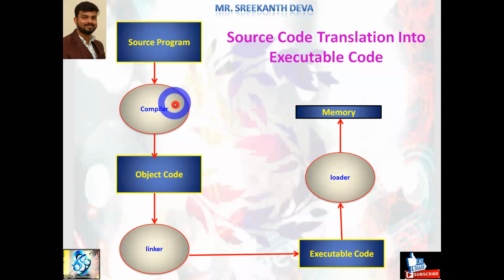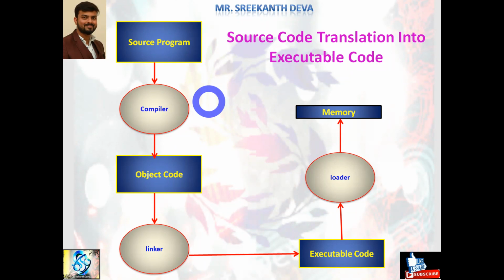The compiler does two jobs. One is checking the syntax and semantics of the particular programming language. Every programming language has its own compiler. Some languages are compiler based languages, right? Those languages have their own compiler. That compiler checks the syntax and semantics of the particular code written by the user.